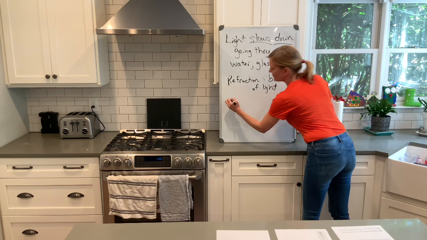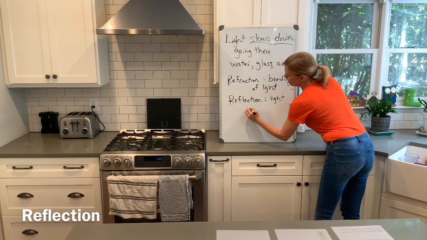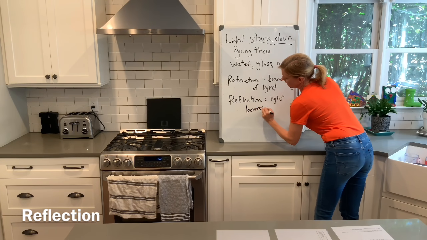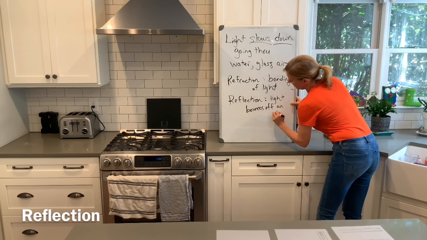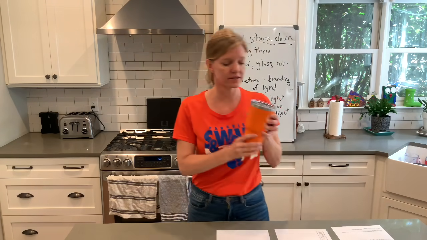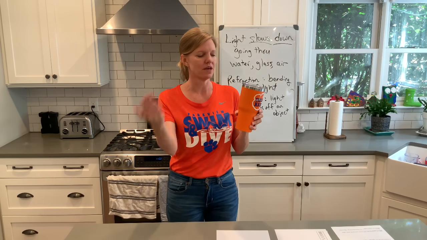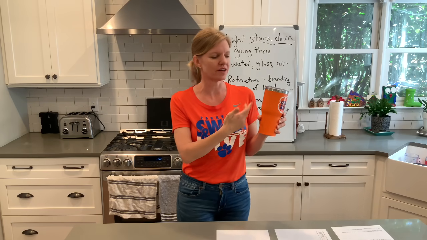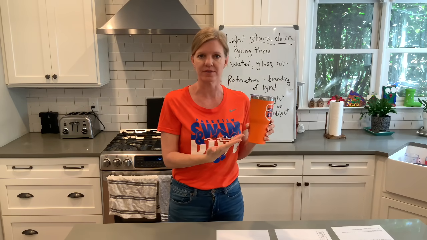Also, reflection. Light bounces off an object. In general, the reason that this cup looks orange is because light is reflecting off this such that we can only see the orange frequency.